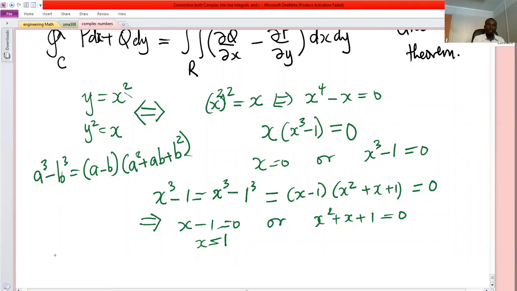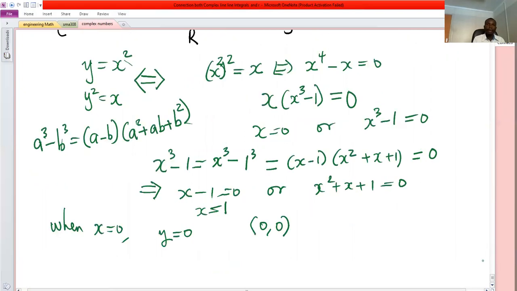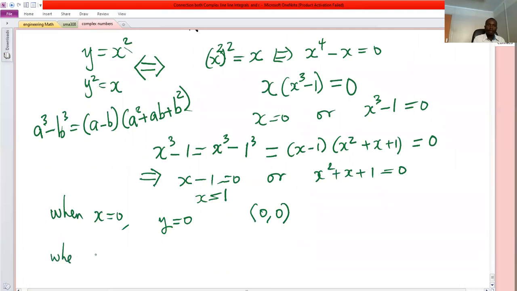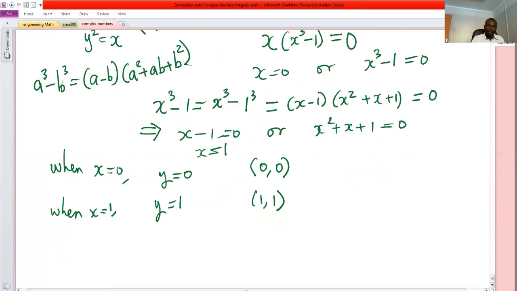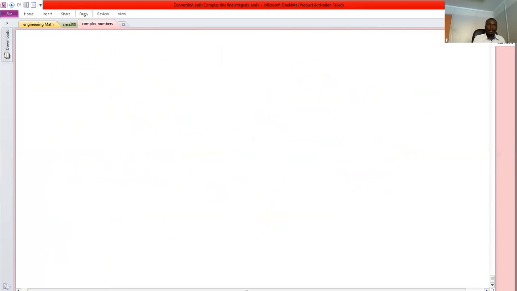So when x equals 0, then from the first equation, y is also going to be 0. So the point 0, 0 is one of the points of intersection. And then when x equals 1, then 1 squared is also 1, so y equals 1. So another point is 1, 1. So the points of intersection of the two curves, y squared equals x and y equals x squared, are 0, 0 and 1, 1. So therefore now we can sketch that region.